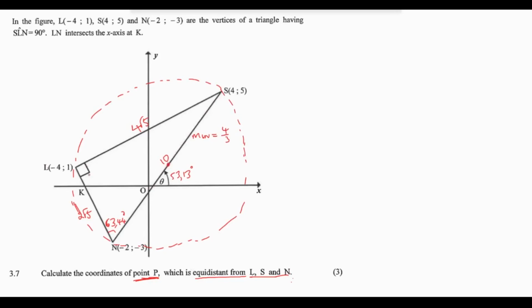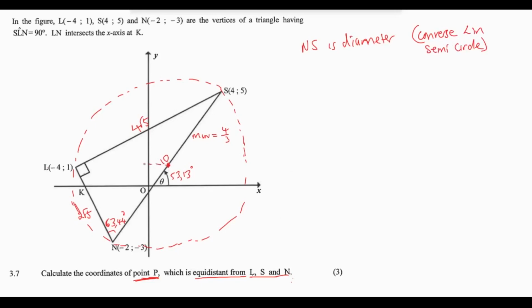Because this angle is 90 degrees. Angle NLS is 90 degrees, meaning that NS is actually the diameter of the circle. Remember, an angle subtended by a diameter is 90 degrees, or you say an angle in the semicircle is 90 degrees. So it means NS is the diameter, right? And then by the converse of the angle in a semicircle, P should be on NS.